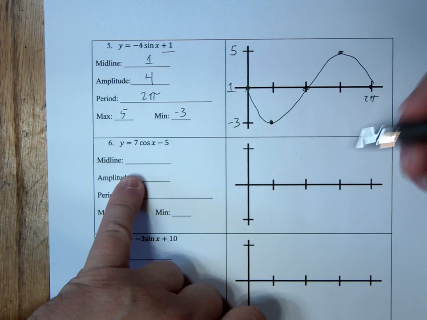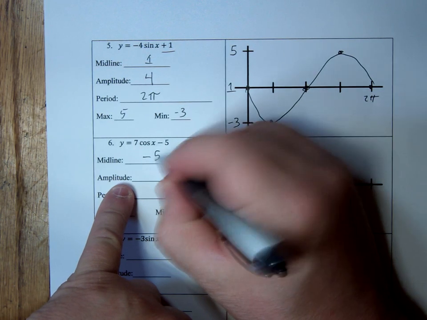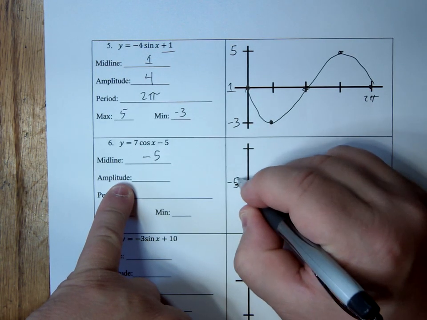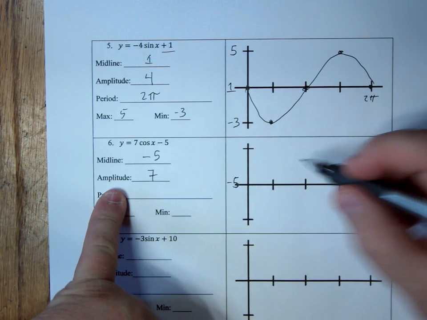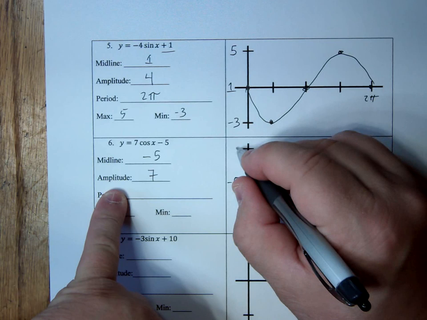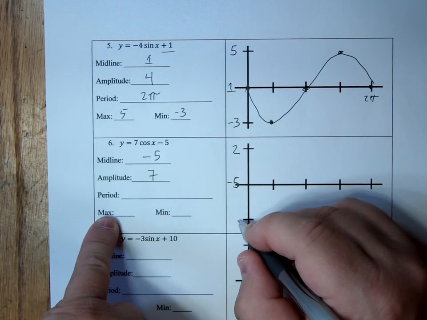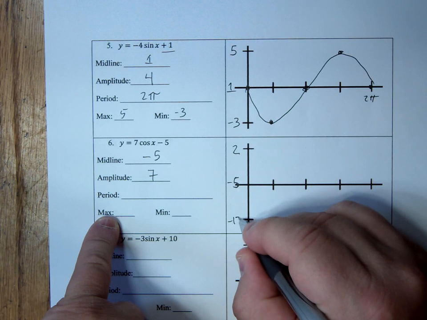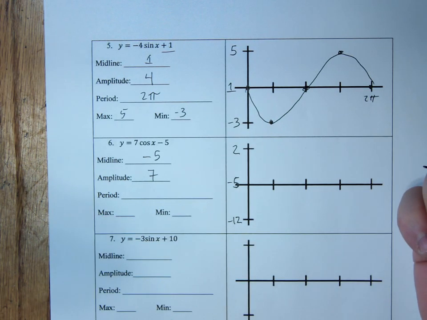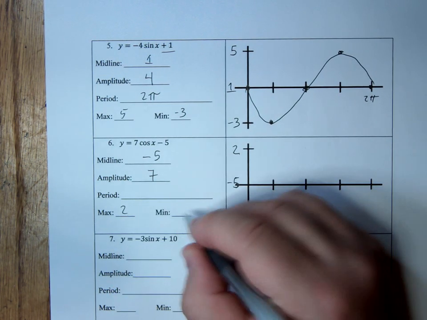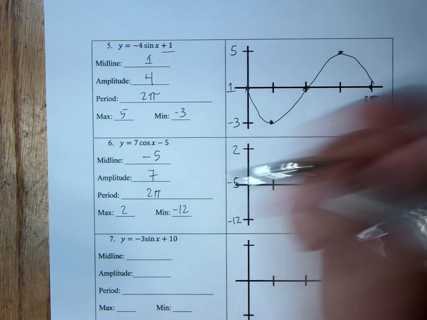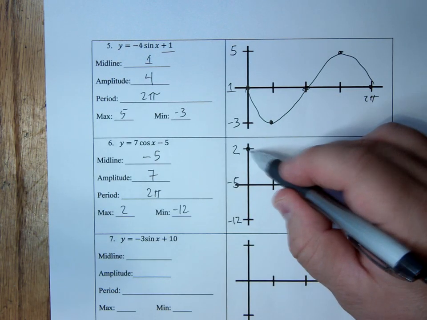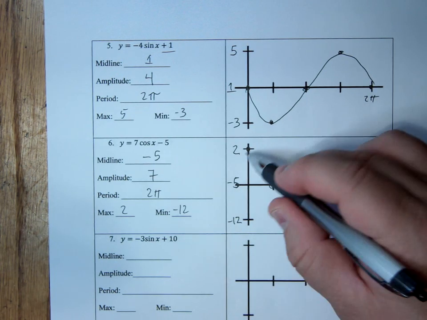Alright, next one, midline. That is a negative, and it's okay for the midline to be negative, so negative 5. The amplitude is 7, so negative 5 plus 7 is 2. Negative 5 minus 7 is negative 12. Is that right? I need to check that. And so your maximum is at 2, your minimum is at negative 12, period is 2 pi. And remember, cosine starts at the top.